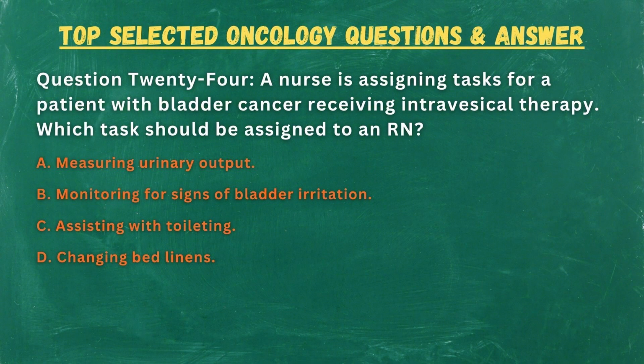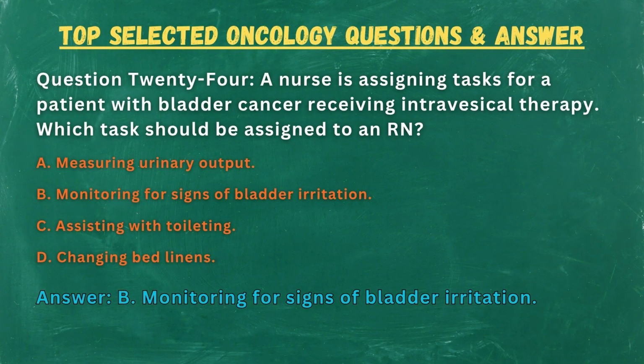Question 24. A nurse is assigning tasks for a patient with bladder cancer receiving intravesical therapy. Which task should be assigned to an RN? A. Measuring urinary output. B. Monitoring for signs of bladder irritation. C. Assisting with toileting. D. Changing bed linens. Answer. B. Monitoring for signs of bladder irritation.